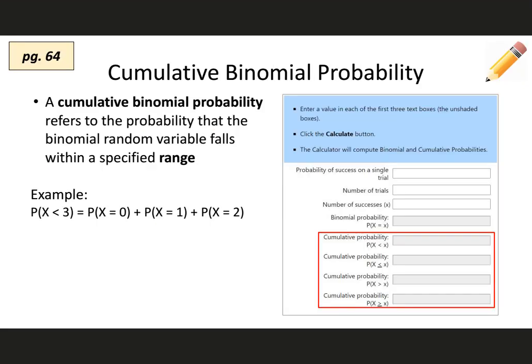Cumulative binomial probability refers to the probability that the binomial random variable falls within a specified range. Instead of looking at one specific outcome, we're looking at cumulative, meaning multiple different outcomes. If we say x is less than 3, we're looking for x equals 0 plus x equals 1 plus x equals 2. In our binomial calculator, we're going to be looking at these bottom ones when we're interested in multiple successes, so a variable falls within a specified range. This one is if we're just looking at one particular value, like x equals 3, and this is if we want a specified range.